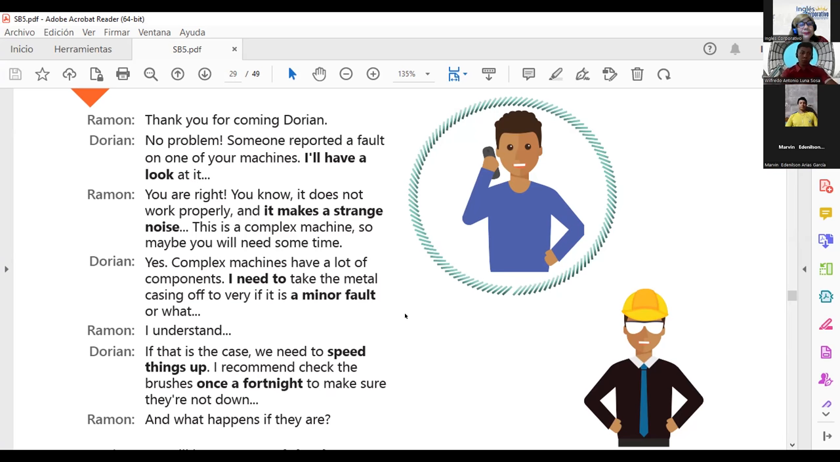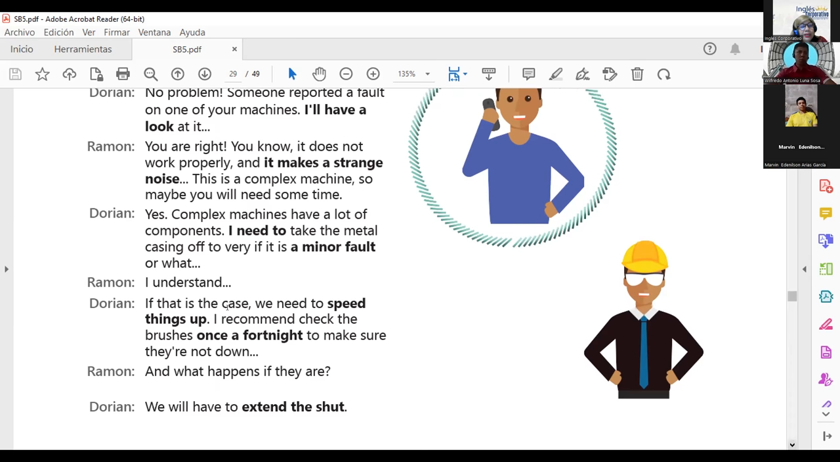Okay, thank you for coming, Dorian. No problem. Someone reported a fault on one of your machines. I'll have a look at it. You are right. You know, it does not work properly and it makes a strange noise. This is a complex machine, so maybe you will need some time. Yes, complex machines have a lot of components. I need to take the metal casing off to verify if it is a minor fault or what. I understand. If that is the case, we need to speed things up. I recommend you check the brushes once a fortnight to make sure they are not down. And what happens if they are? We will have to extend the chat.